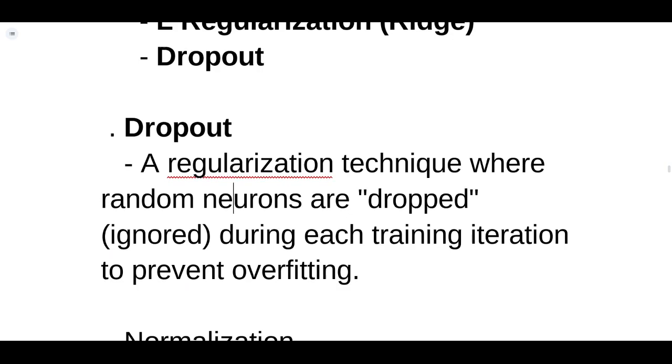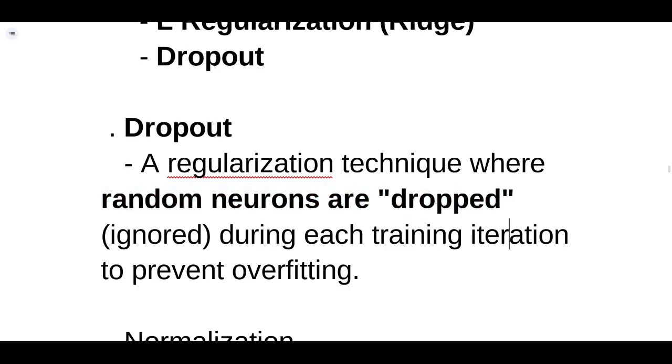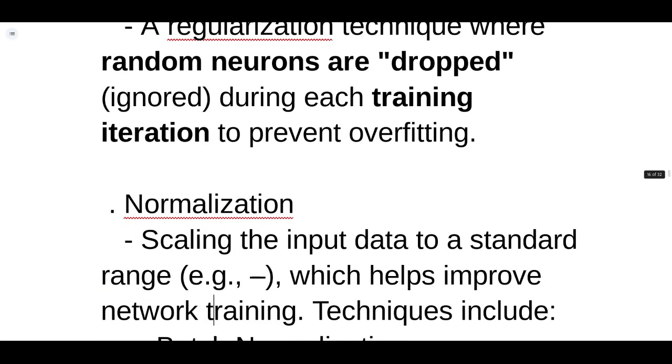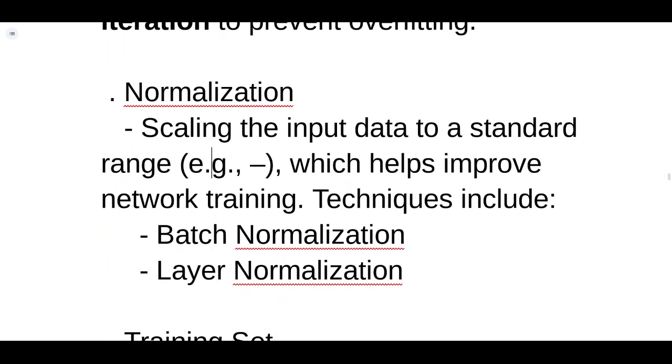So what is dropout? Dropout is a regularization technique where random neurons are ignored during each training iteration to prevent overfitting.